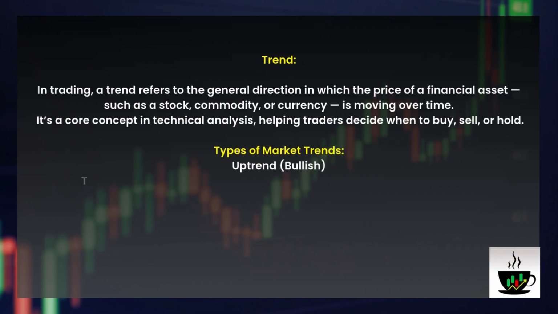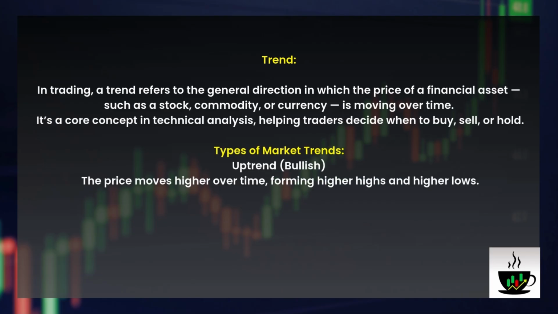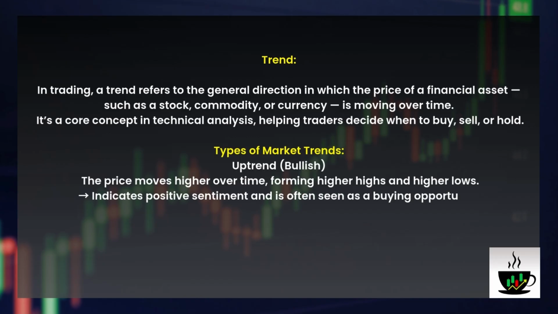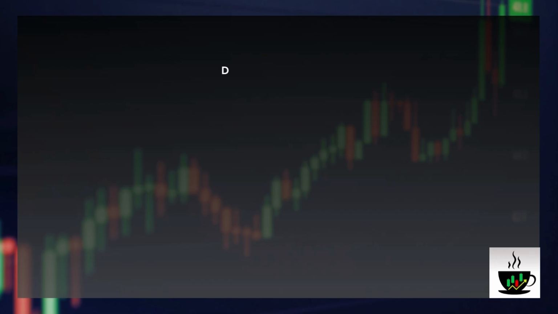Types of market trends. Uptrend. The price moves higher over time, forming higher highs and higher lows. Indicates positive sentiment and is often seen as a buying opportunity.